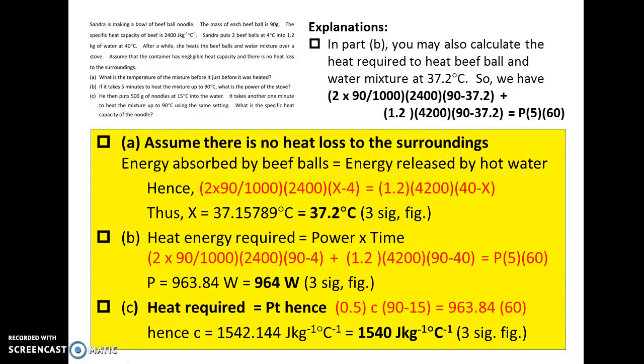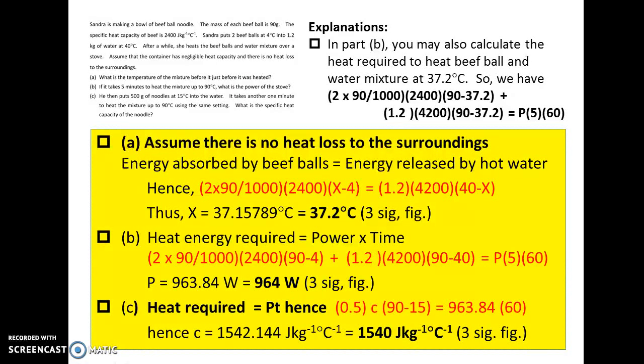In part B, it says that it takes 5 minutes to heat the mixture to 90 degrees Celsius. And you are asked to find the power of the stove. Now the heat required should be given by the power multiplied with the time of heating. And so the total energy required is provided by the heater. And in this way you may find the power of the heater.